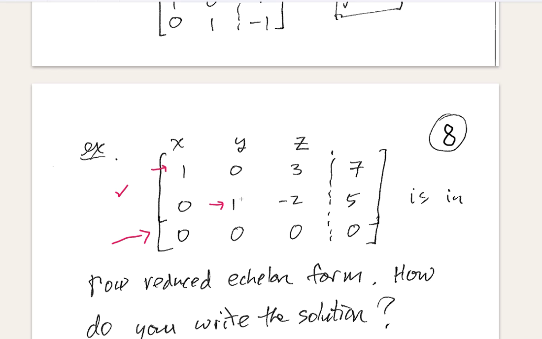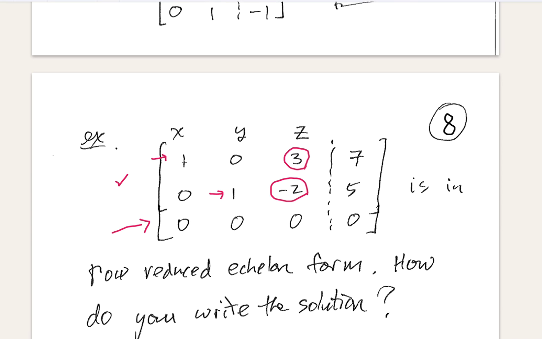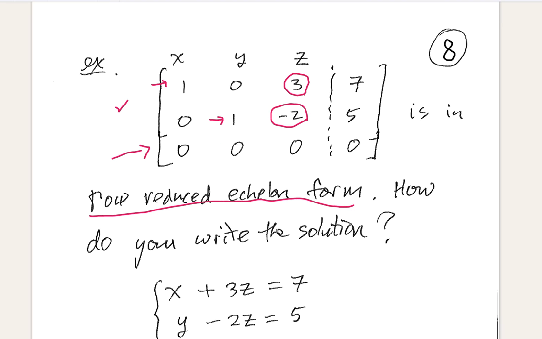How many leading entries are there? There's only 2. These numbers are not leading entries. They are not the first numbers you run into in either row reading from left to right. They happen to be negative 2 and 3. This does not prevent it from being in row-reduced echelon form. Still, the leading entries are staggered as we read down from left to right. So this is it. There's nothing else we can do with it. It's in row-reduced echelon form. How do you actually write the solution here?